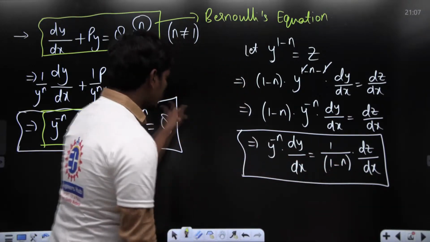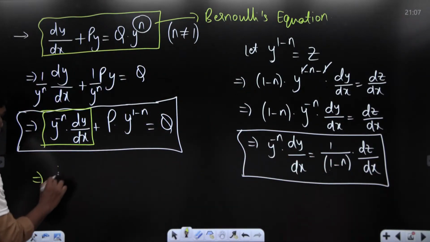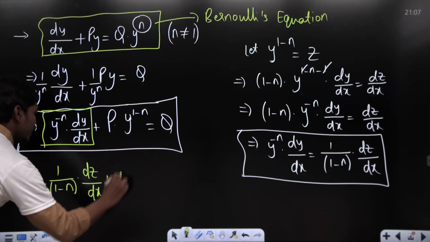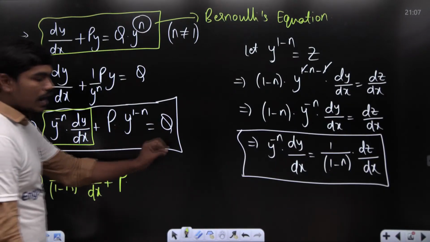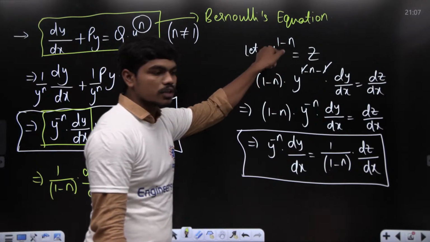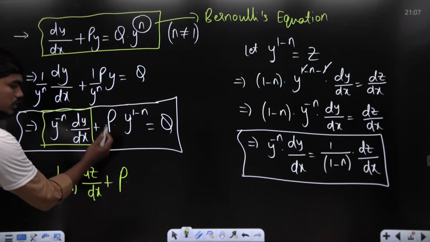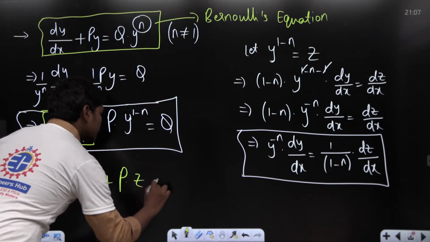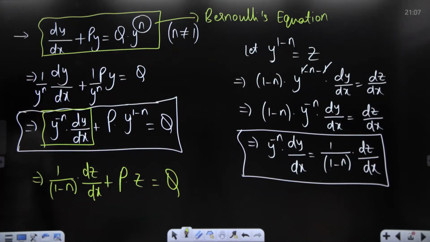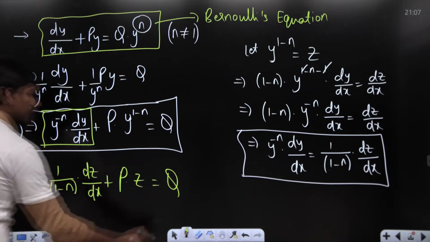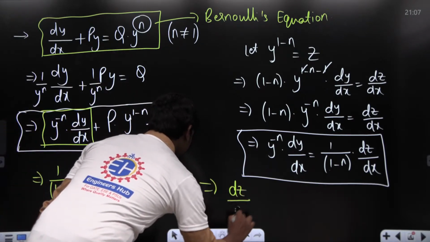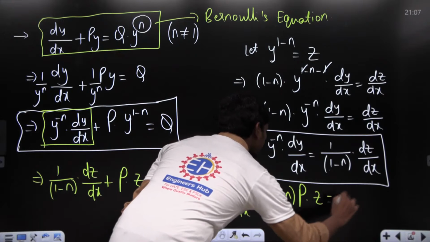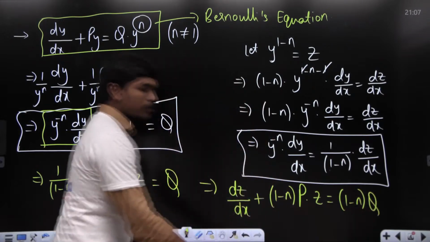So if you substitute, this equation gets converted to 1 by 1 minus n into dz by dx plus p. We are not changing p because p is completely a function of x, so there is nothing to change in terms of p. This y power 1 minus n can be replaced with z, is equal to q, which is again a function of x, so this remains as it is. And this 1 by 1 minus n is just a constant number, so we can write this equation as dz by dx plus 1 minus n times p into z is equal to 1 minus n times q. And of course this 1 minus n is just a number.